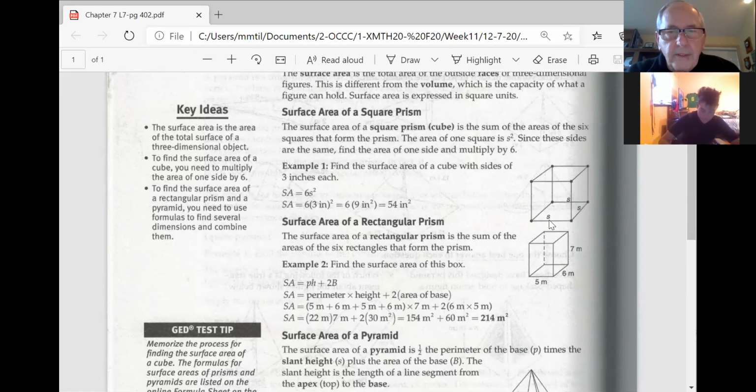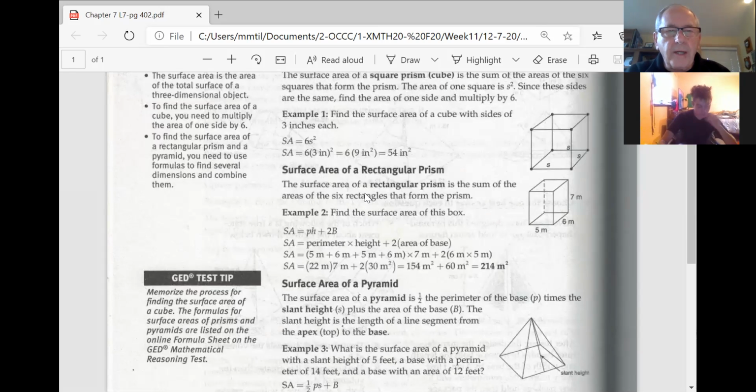A square prism is just any block that has all sides equal, basically. So they show the formula. The surface area would be 6 because there's 6 sides times s squared because each side is s. So one particular face of it would be s times s or s squared. And there's 6 faces, so it would be 6s squared. So if you had a 3-inch square prism, it would be 6 times 3 squared, or 6 times 9, or 54 square inches in this case, okay?